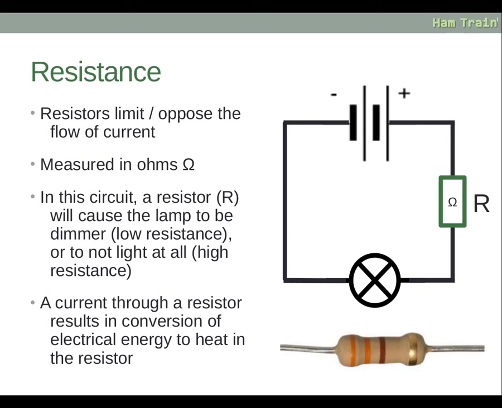A current through a resistor results in conversion of electrical energy into heat. So by slowing down the current, it's causing, if you imagine, friction, and therefore it's slowing the flow and getting hot instead. This is where the energy goes to. So it goes from a flow of current into heat instead. You'll notice the picture of the resistor at the bottom there. It has coloured bands on it, and this is signifying the value of resistance of that particular resistor.